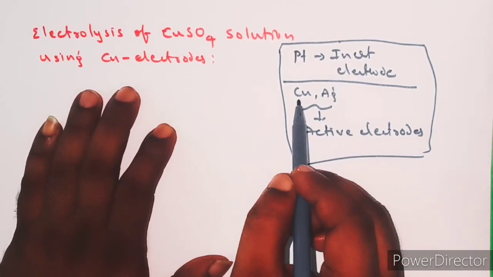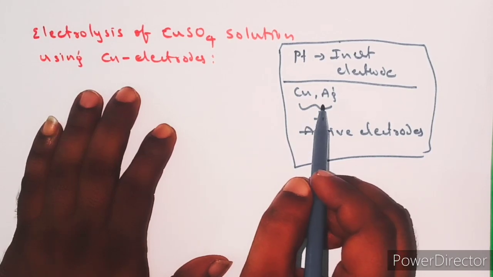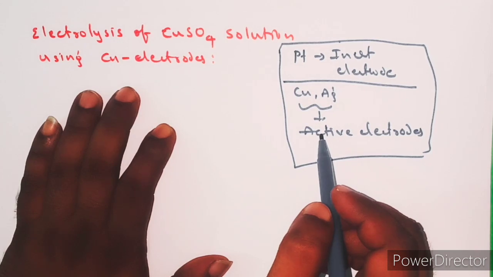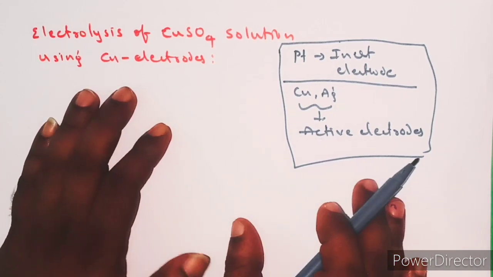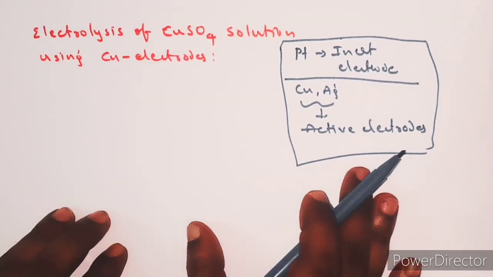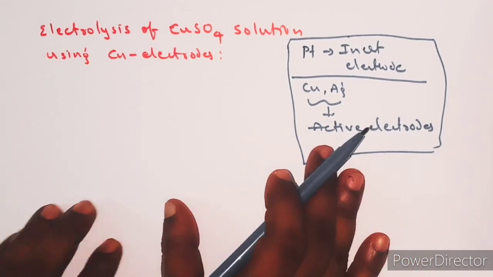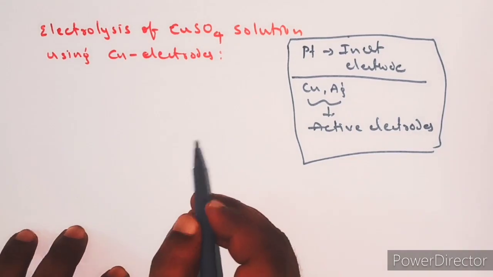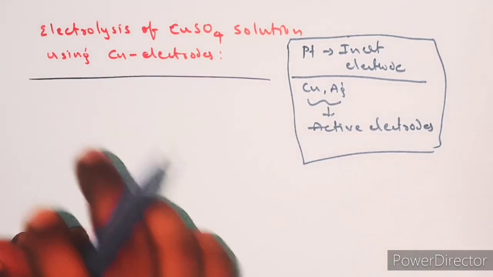But here copper electrodes, like silver electrodes, are active electrodes. That means they can take part in the electrolysis process. Now, where do we see this method? Generally this process is used in metallurgy. Guys, let me tell you one basic thing. Later we will discuss this.